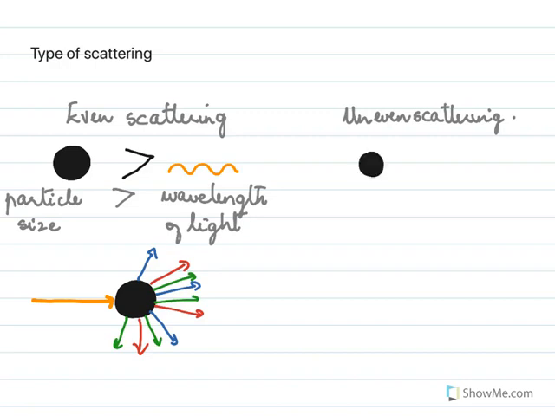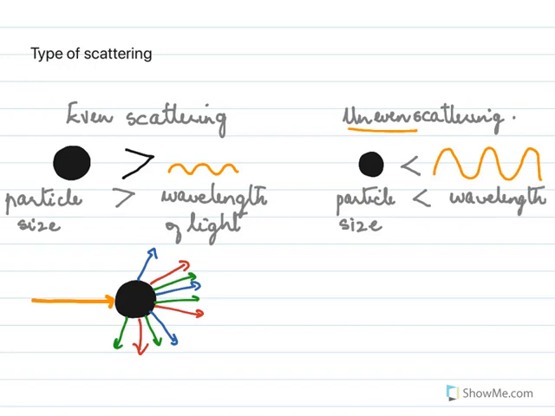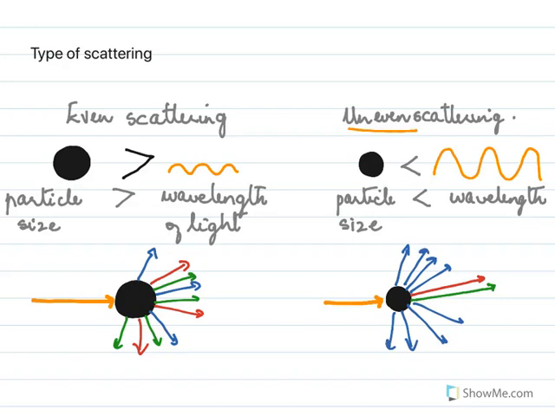But if the size of the particle is less than the wavelength, then there is uneven scattering taking place. The particle size is less than the wavelength of light. Now in uneven scattering, here you have white light that is incident, and it's the blue light that gets scattered most, while the other components are not scattered as much. Blue, being of the shorter wavelength, gets scattered most. So there is uneven scattering and blue is scattered most.